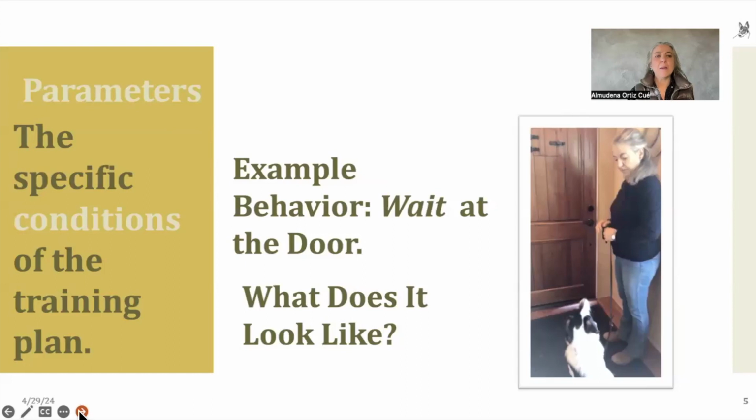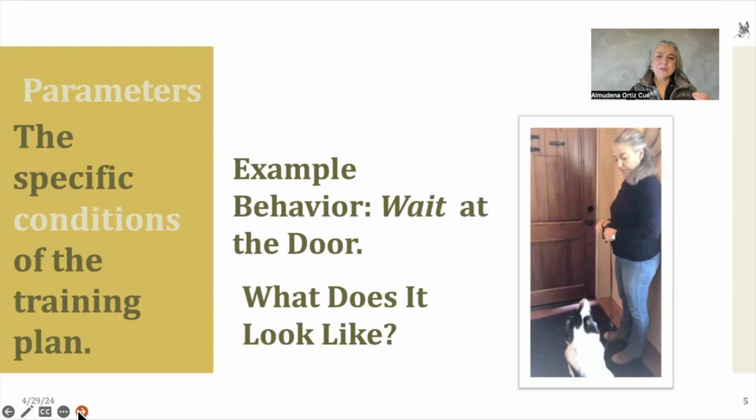Now let's look at parameters. And first, the definition is the specific conditions of the training plan. So we take, for example, the wait at the door behavior. First, we need to define what wait is. For me, wait means that the dog is not going to cross the threshold. And the threshold could be the door, or it could be a bend on a hike if I'm hiking with my dog off leash, or it could be not jumping off the car if I open the hatchback and the dog needs to stay in there until I release the dog. So again, I just gave you many examples of how wait can look.